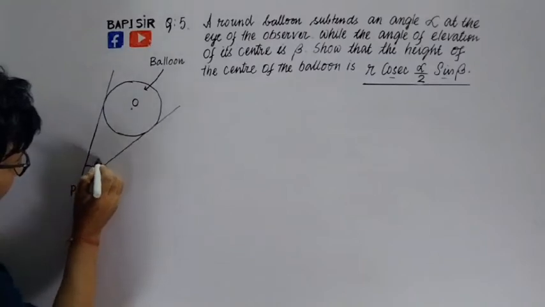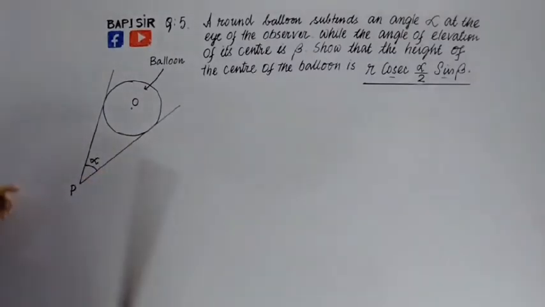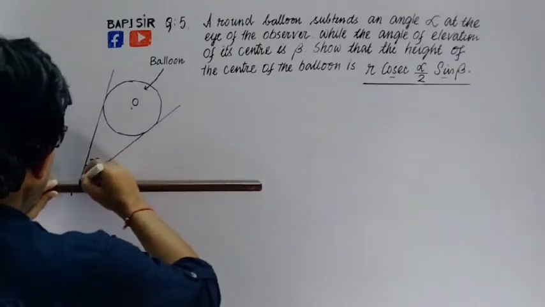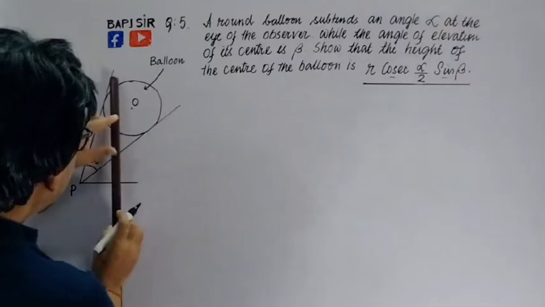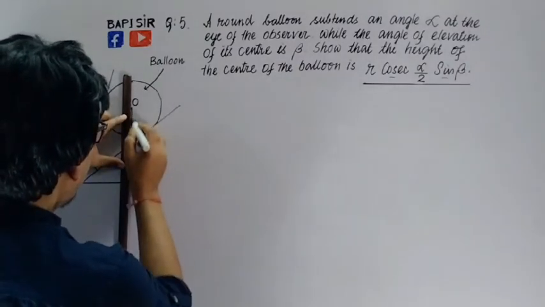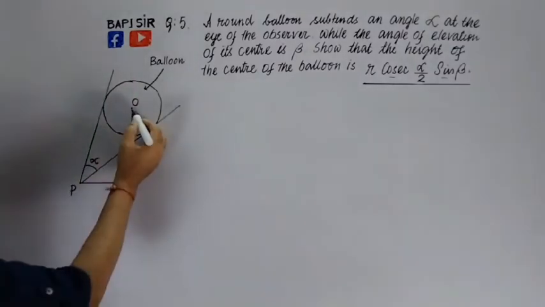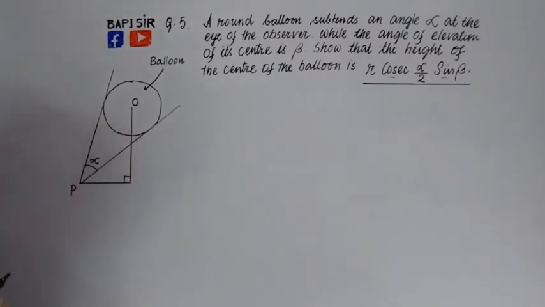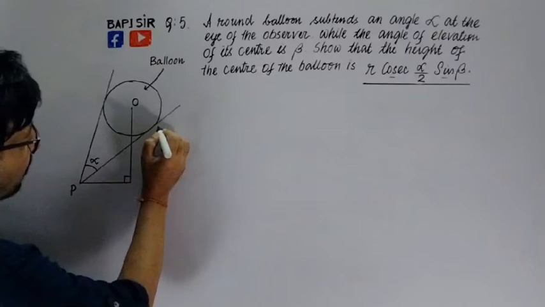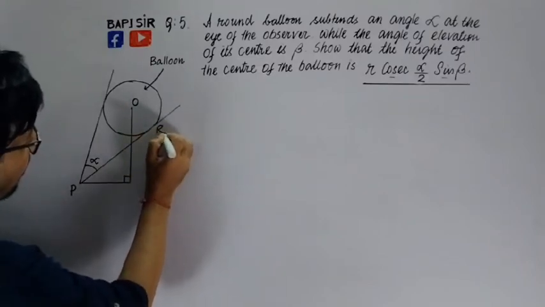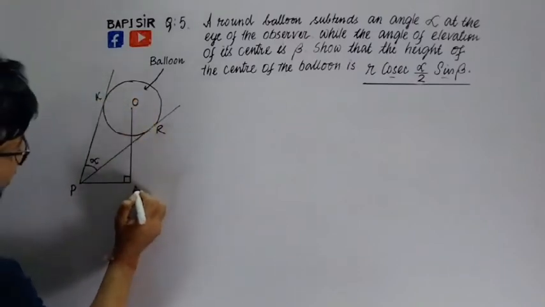This angle is alpha. Now draw the ground. This is the ground. And this is the height of the center of the balloon from the ground. Height will always be 90 degrees. Now suppose it is Q. Okay, it is R, it is K, and it is Q.